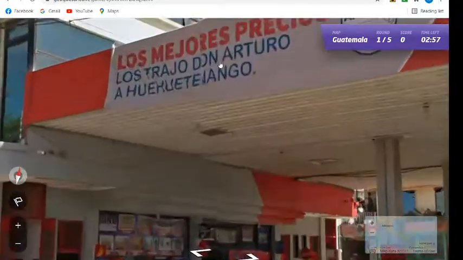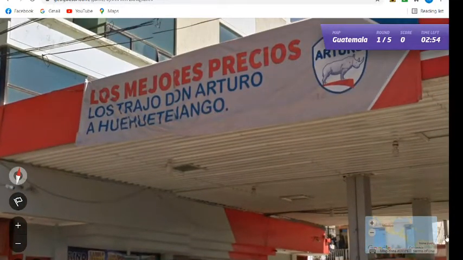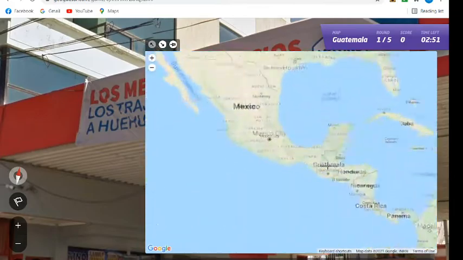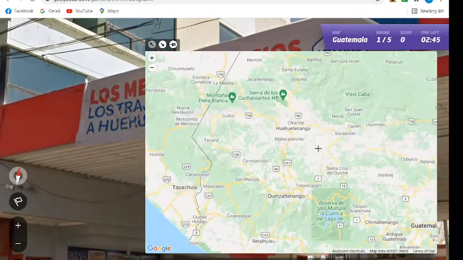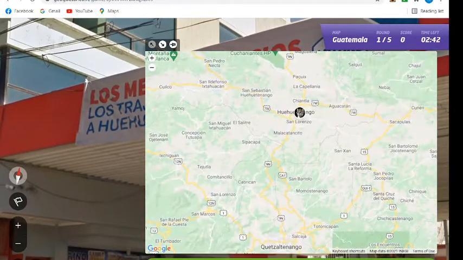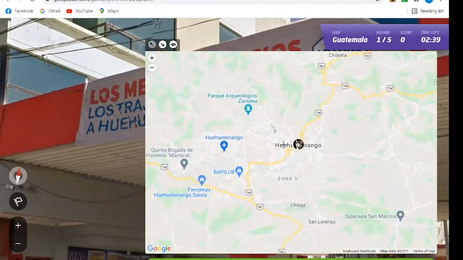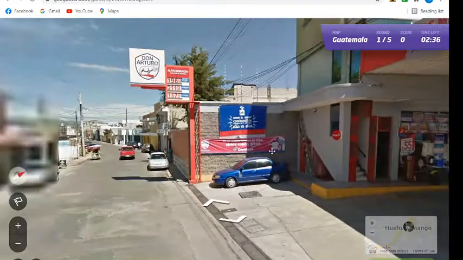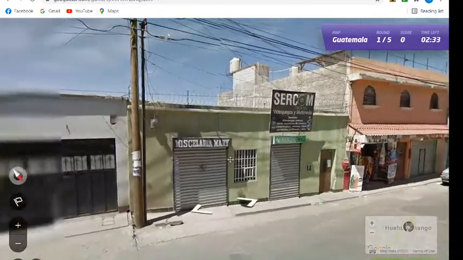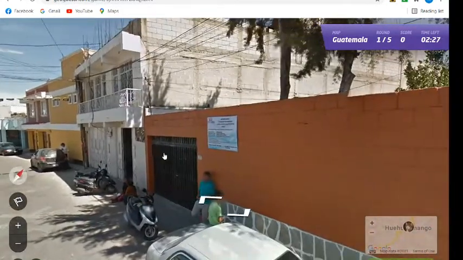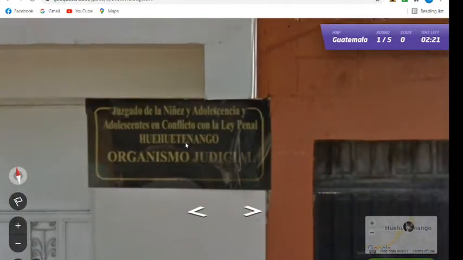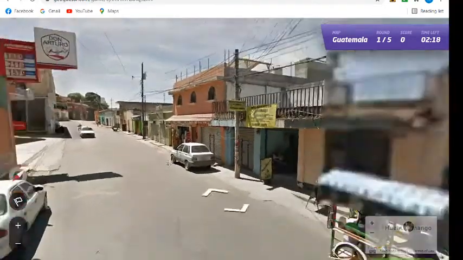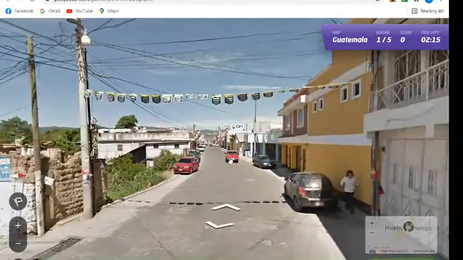we have Los Mejores Precios Huehuetenango. Okay, so there's Quetzaltenango and Huehuetenango here. I think these are like 50 kilometers apart or something like that. Okay, we could be sort of closer to the center, right? So this kind of architecture is very much like Guatemala or southern Mexico. Okay, that's what I'm wondering about, if there are street signs, especially that.